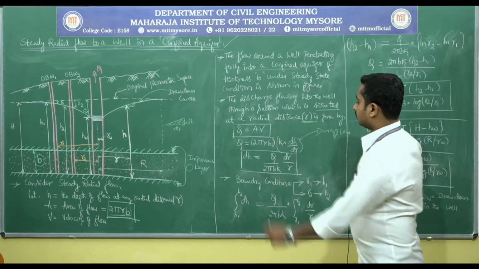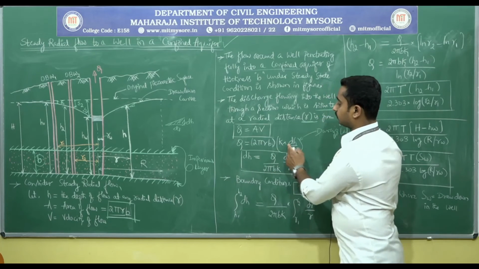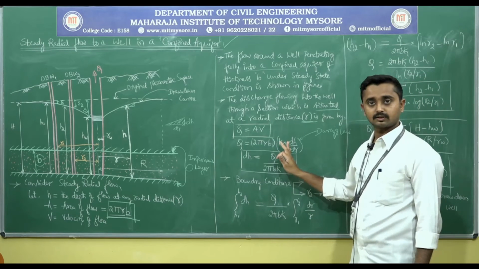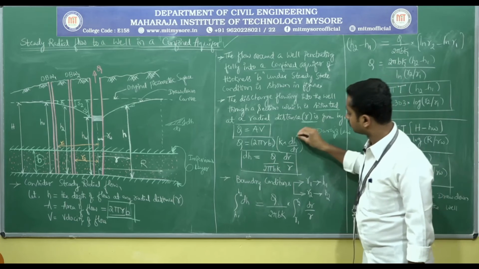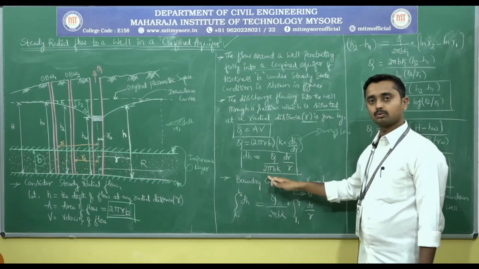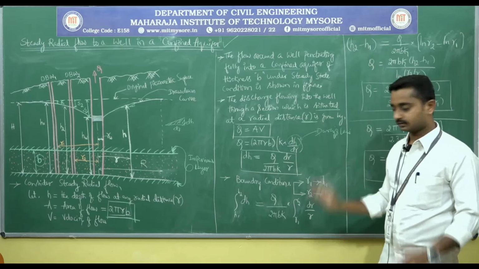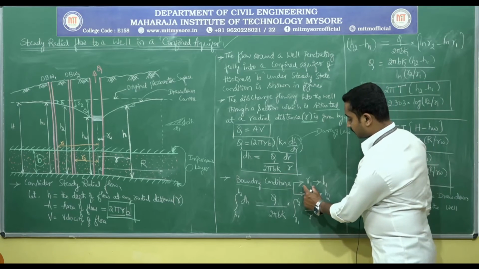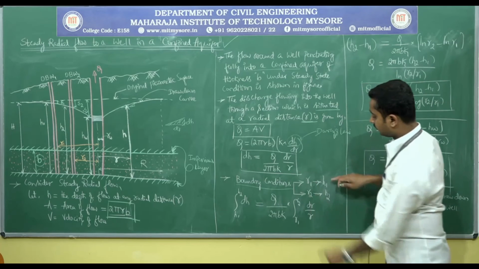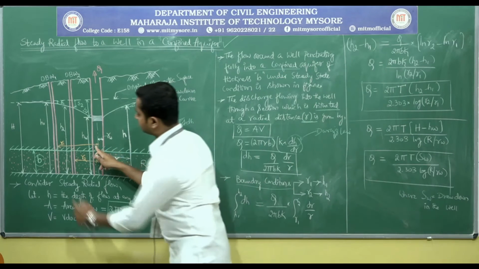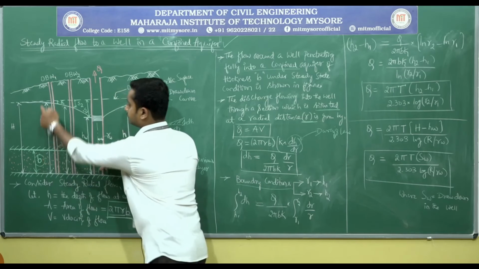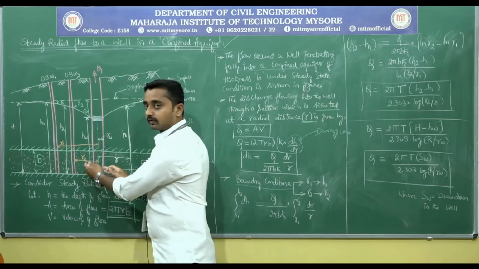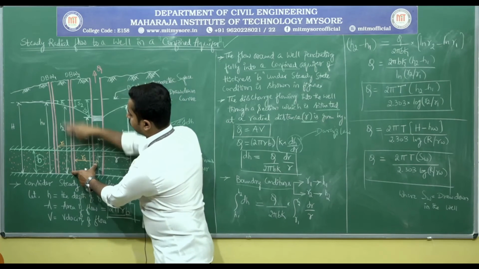Now rearrange the terms: dH equals Q by 2 pi b K into dr by r. We know the boundary conditions. At radial distance r1, the depth of flow is h1. Similarly, for the second boundary condition, at radial distance r2, the depth of flow is h2.